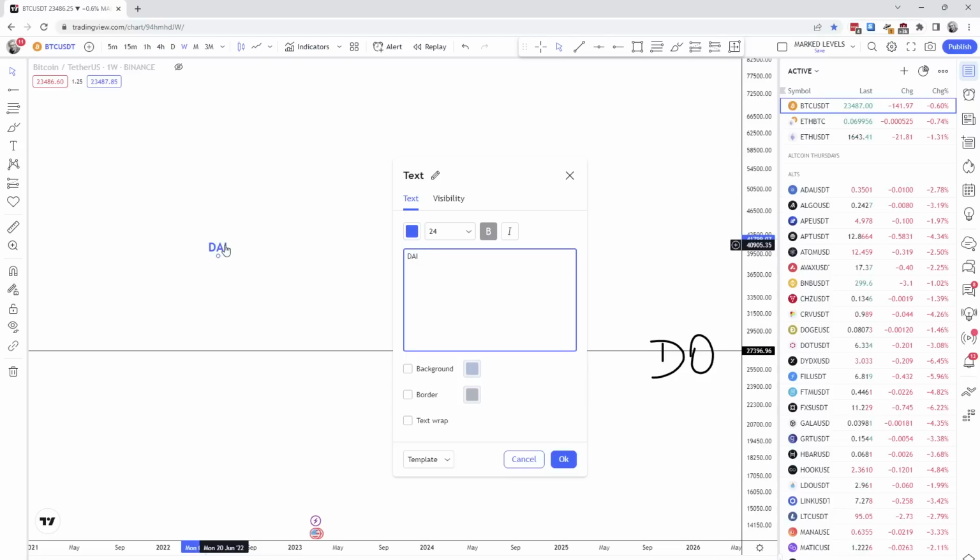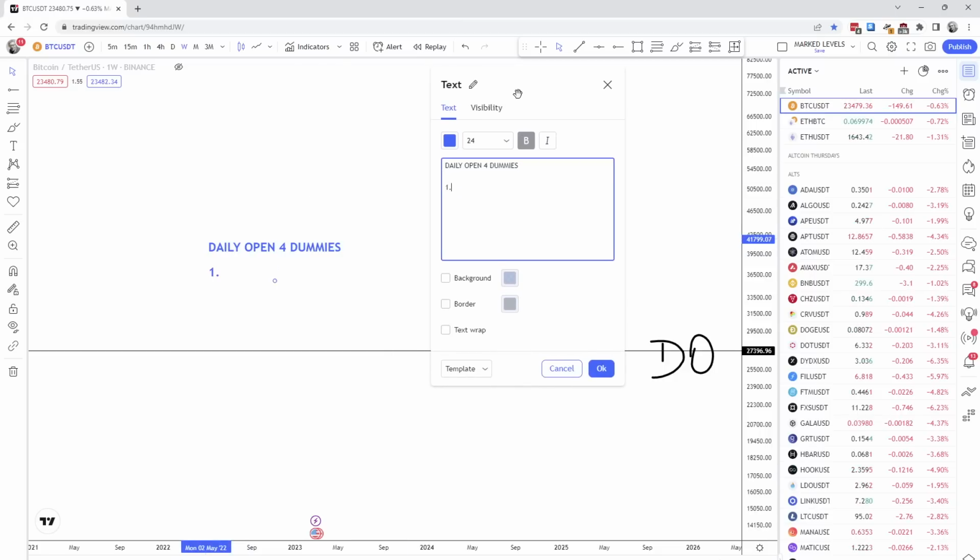Daily... I've got my microphone in a very bad position. Hold on. Daily open for dummies. And again, we're using the bullish example here, right? 1 is map daily open. 2, wait for ideally strong drive below daily open. 3, wait for ideally strong reclaim of daily open. And that's kind of it, because your invalidation is the low of the day.